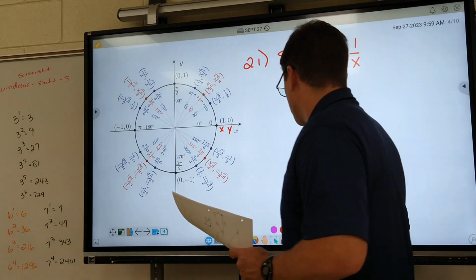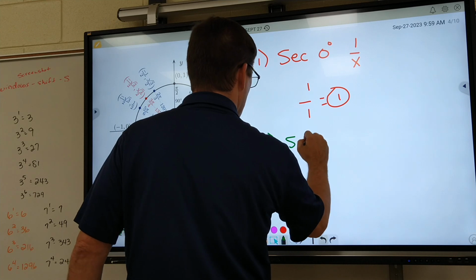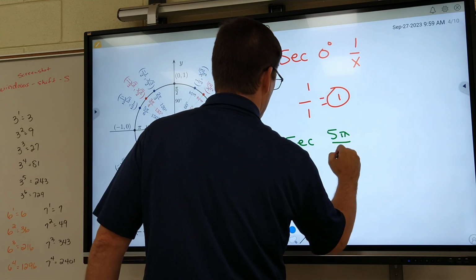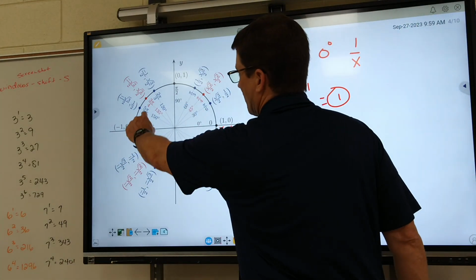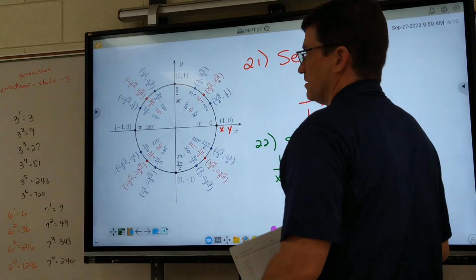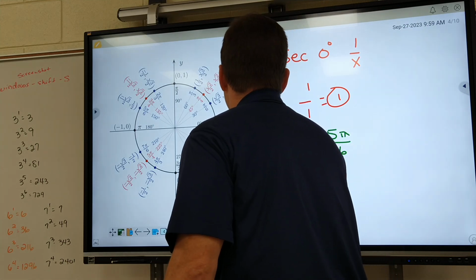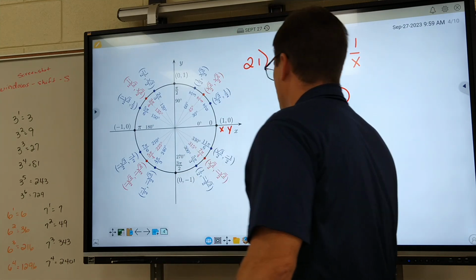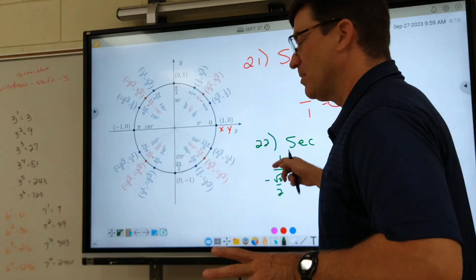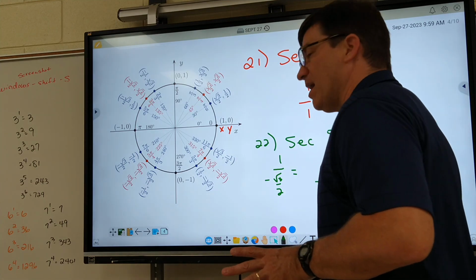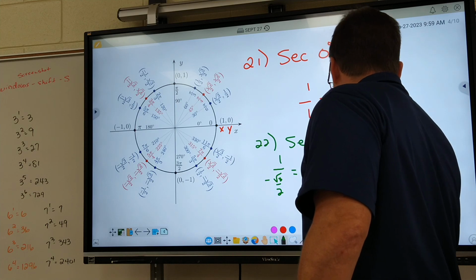All right, let's do 22. Somebody said that one was hard. 22 is secant of 5 pi over 6. All right, so it's 1 over x. All right, find 5 pi over 6. It's right here. My x is negative root 3 over 2. So what you got in your formula is 1 on top and negative root 3 over 2. So we're going to have to do keep change flip. Kids mess up on this every year. Y'all see the 1 on top? That's going to be 1 over 1 times. Flip the bottom. That's negative 2 over root 3.